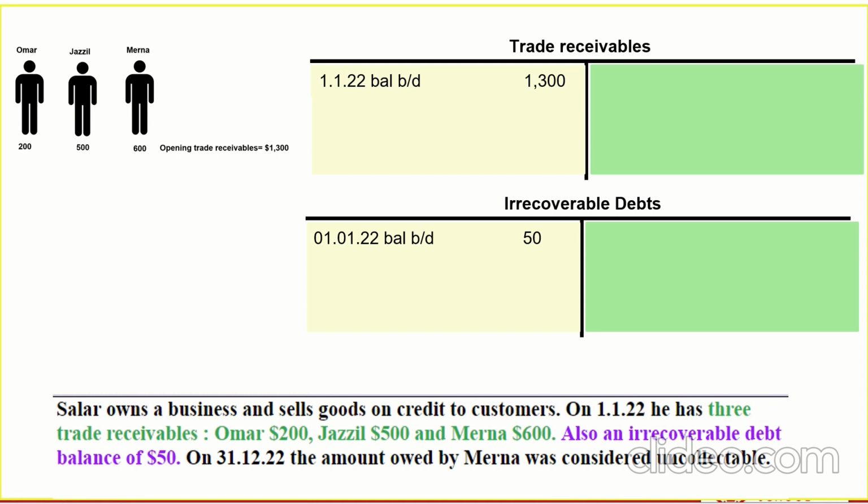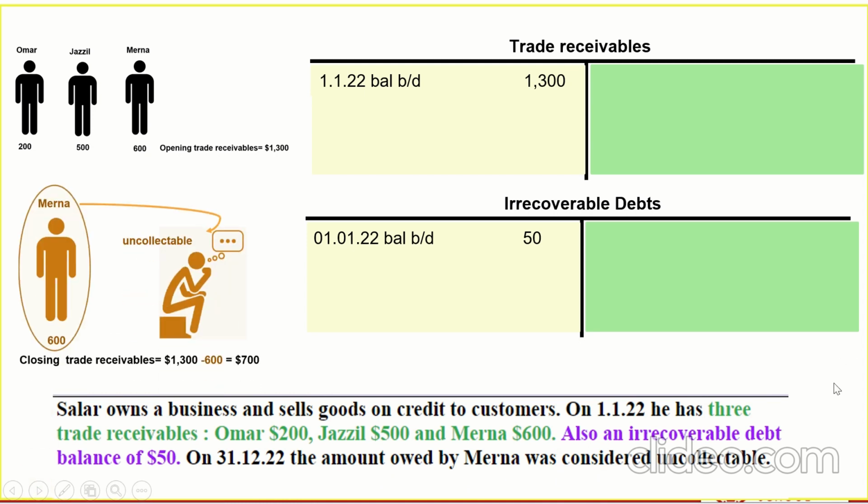Now you can see in the question, on 31st December 2022, the amount owed by Myrna was considered uncollectible. Myrna owes 600, which should be considered as irrecoverable debt. Therefore, how do we post the entries? We debit the irrecoverable debt account as at 31st December 2022 and we credit the trade receivable account in order to reduce the value of trade receivables.